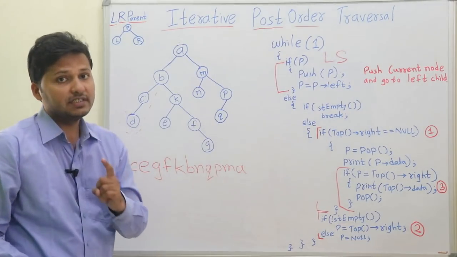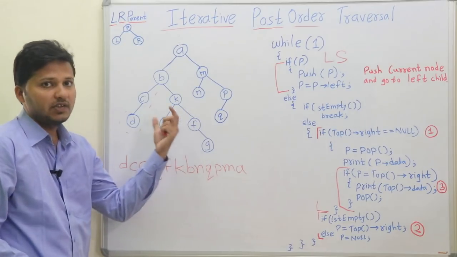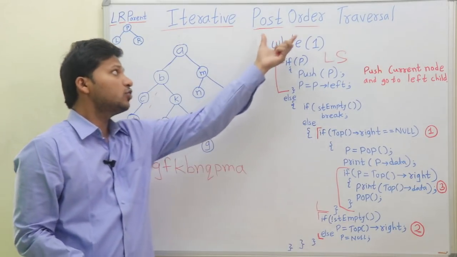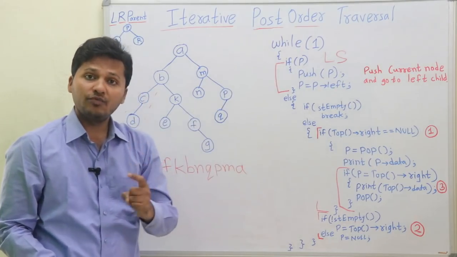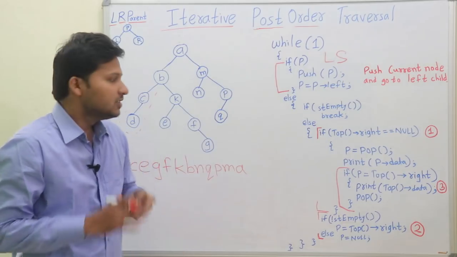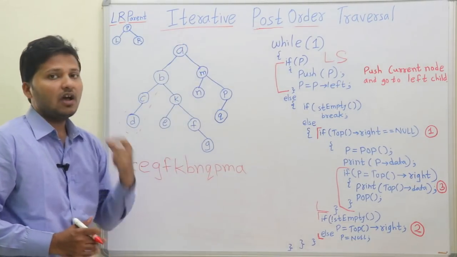If you are wondering how I printed this post order traversal using a shortcut trick, then you should watch my video on the shortcut trick to post order traversal, for which I have mentioned the link in the description below. So now let's go for the iterative post order traversal algorithm.